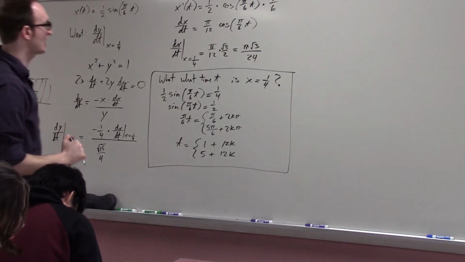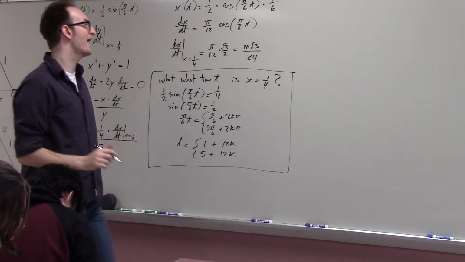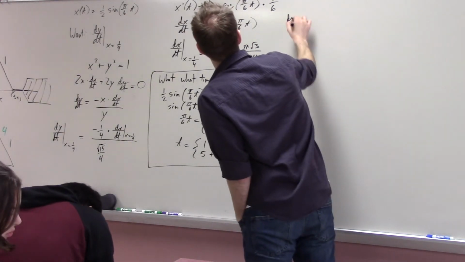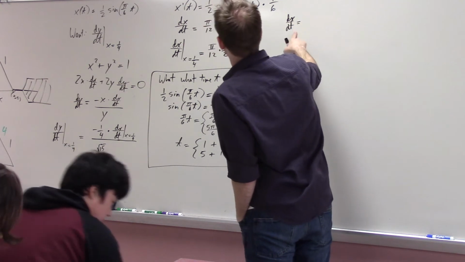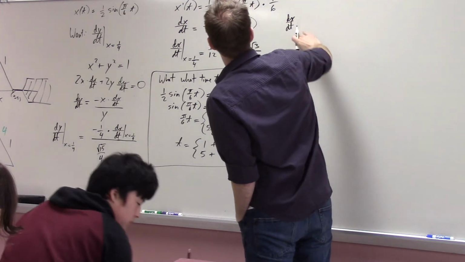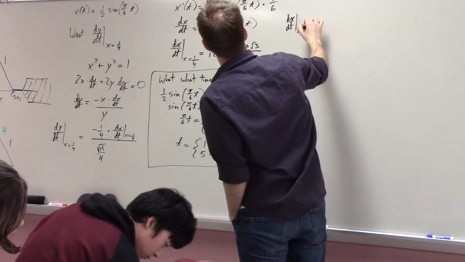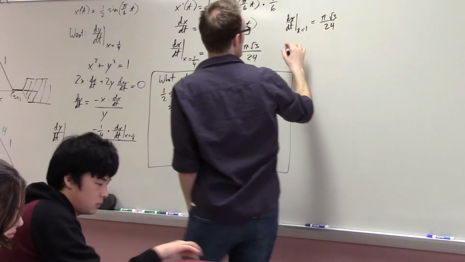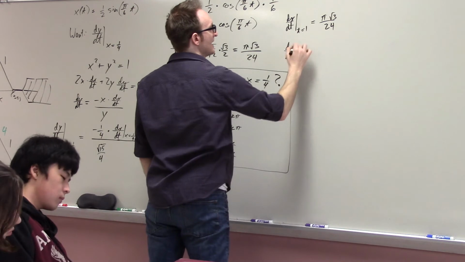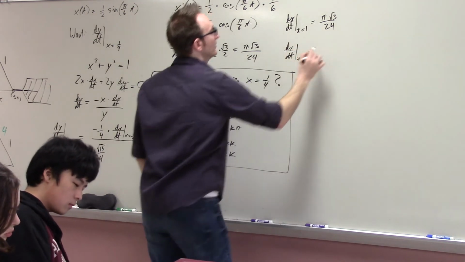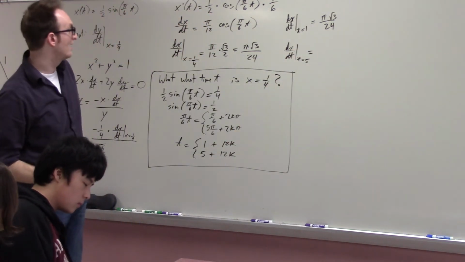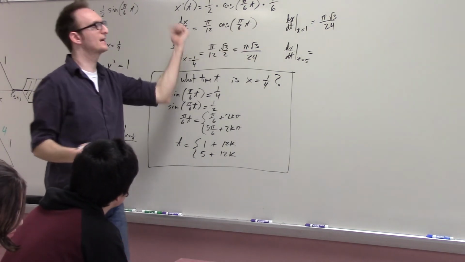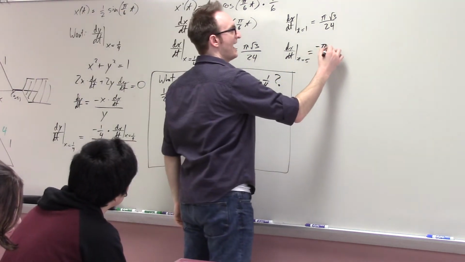I can also try plugging in 5. So I just concluded that dx/dt at t equals 1 is pi root 3 over 24. What is dx/dt at t equals 5? Well, if I plug in cosine 5 pi over 6, that's negative root 3 over 2. So I get the opposite.